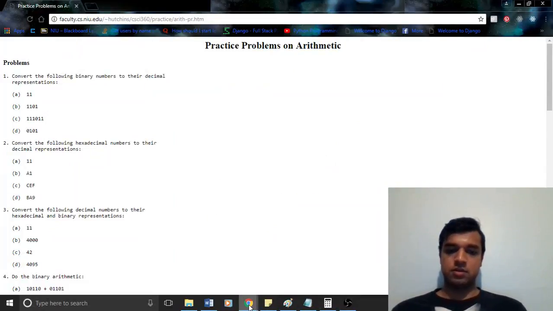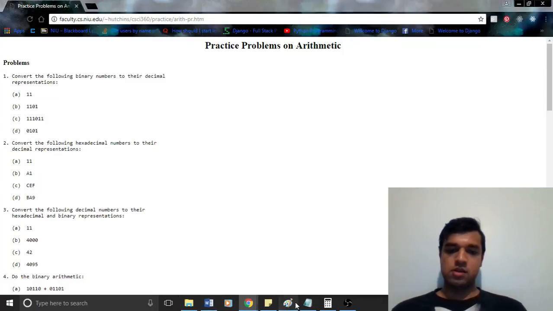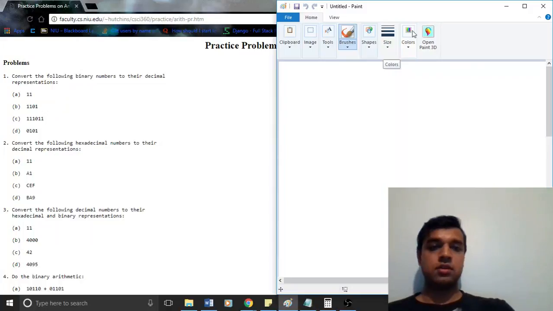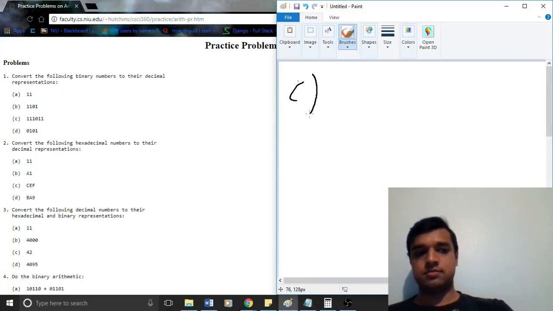Oops, these are my notes that I took. Binary number to decimal representation. So for C, we have 1, 1, 1, 0, 1, 1.